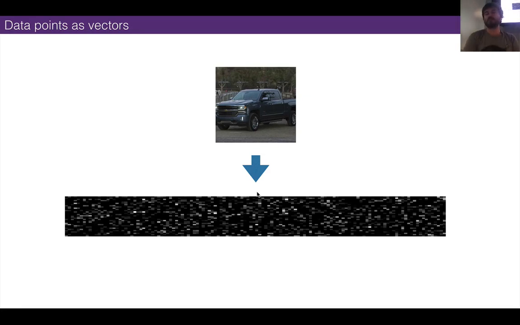So every image has a feature vector associated with it, and the idea is that the feature vector characterizes the image. A similar image to this, let's say an image of another car, should produce a feature vector which is also similar. In other words, it would be highly correlated with this one. It would look similar, maybe almost the same.